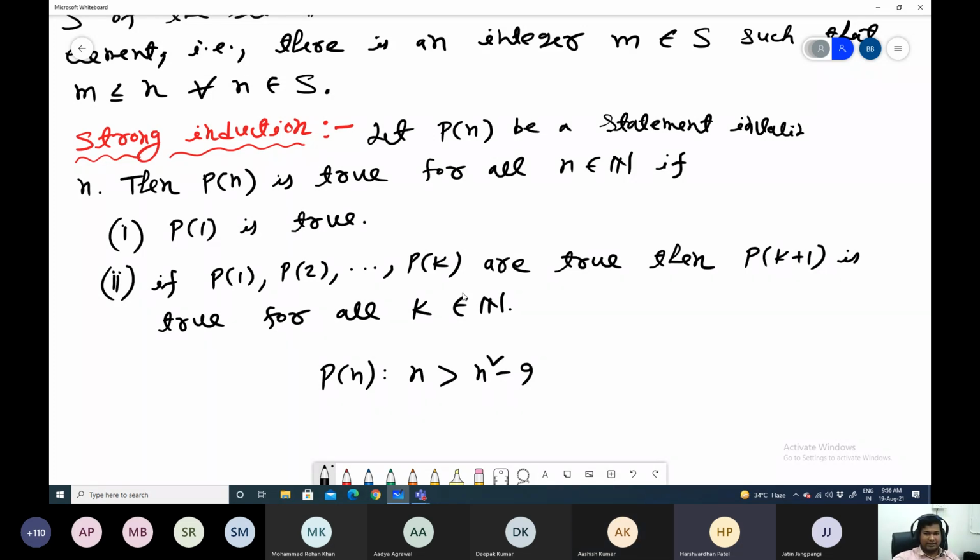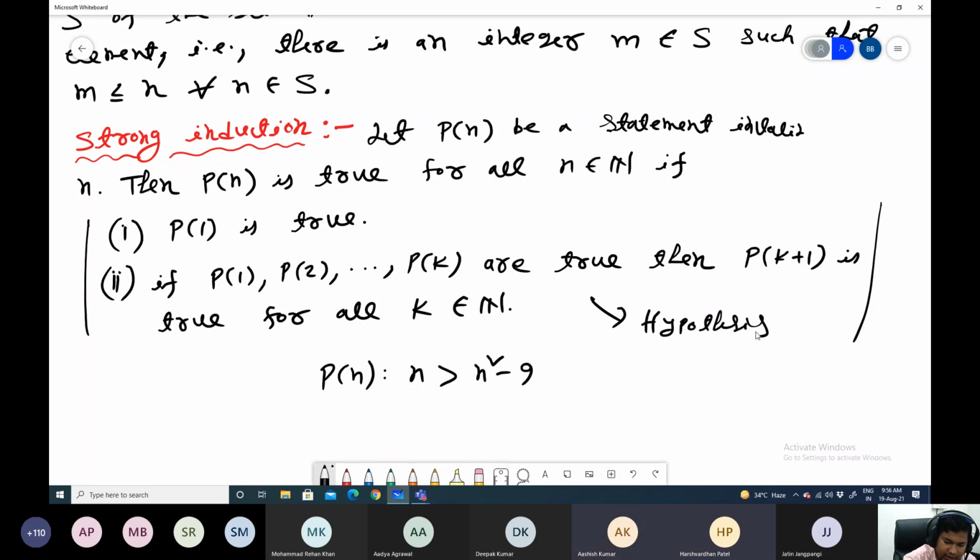No, no. What is the statement? You can see that if P1, P2, P3 are true, then P4 is true. But here P1, P2, P3 is true, but P4 is not true. That's when you cannot use the induction. This is the condition. This is not the conclusion. This is the hypothesis. Okay, sorry, I was confused. And this is the conclusion.